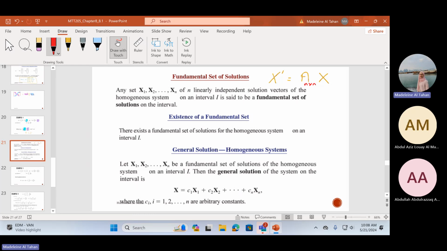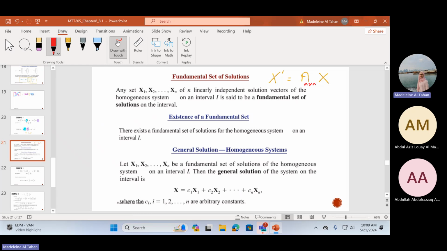How many independent solutions should we find? If it's 2 equations with 2 unknowns, or if it's n by n, it means that we should find n linearly independent solutions. If we have these n linearly independent solutions, then we form a fundamental set of solutions. Okay?